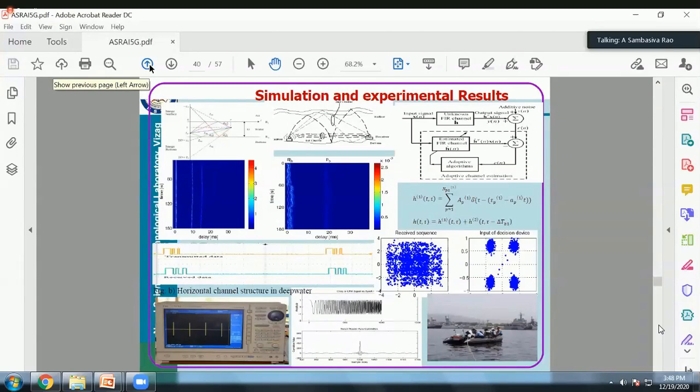So here it is one delay. This is another. This is one ray. This is one ray. The mathematical equations I am modeling in MATLAB, and getting these equations, the propagation effects. This is not the estimation.